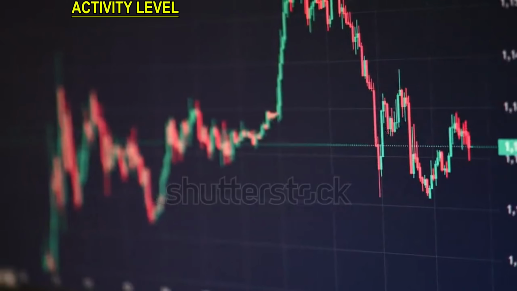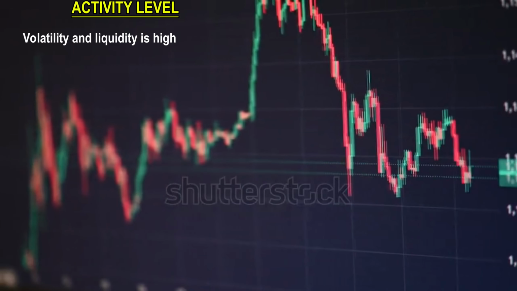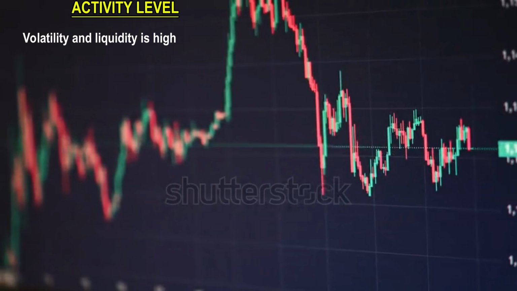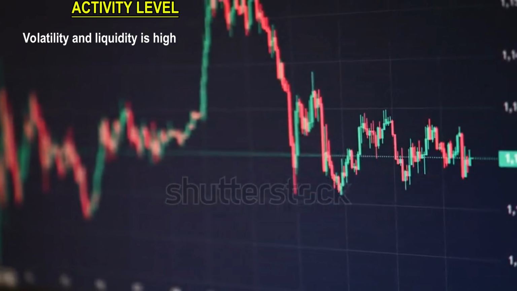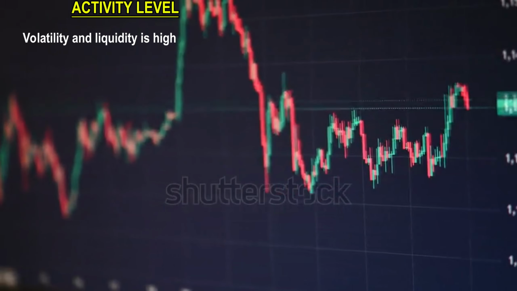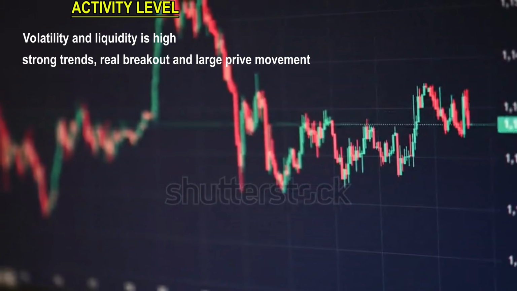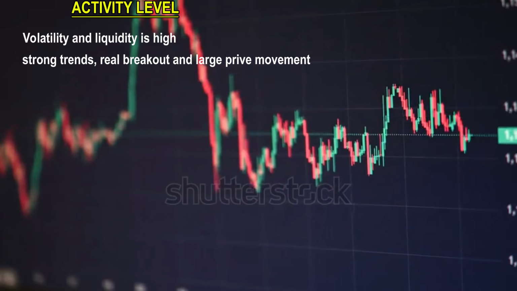Activity levels during the London session are high, meaning volatility and liquidity are high because London is a major global financial hub. Many institutional traders enter the market here, which leads to strong trends, real breakouts, and large price movements.